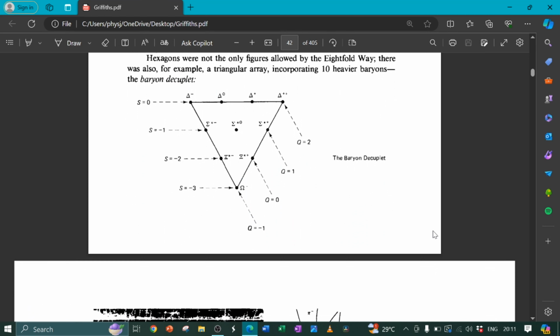Hexagons were not the only figures allowed by the Eightfold Way. There was also, for example, a triangular array incorporating 10 heavier baryons, the baryon decuplet. The baryon decuplet: S equals 0 for delta negative, delta 0, delta plus and delta plus plus. S equals -1 for sigma star minus, sigma star 0, sigma star plus. S equals -2 for xi star minus, xi star plus. S equals -3 for omega minus.